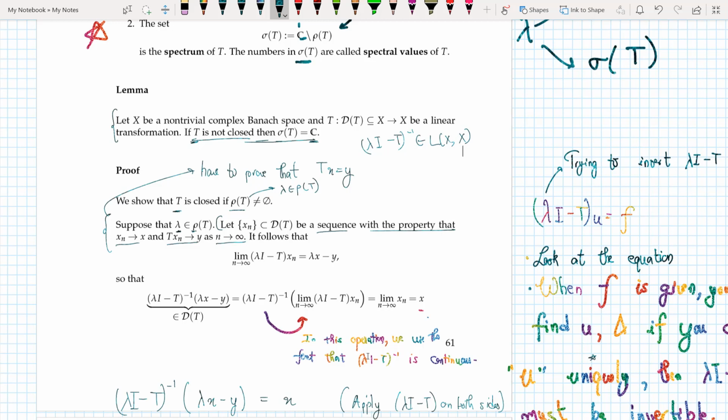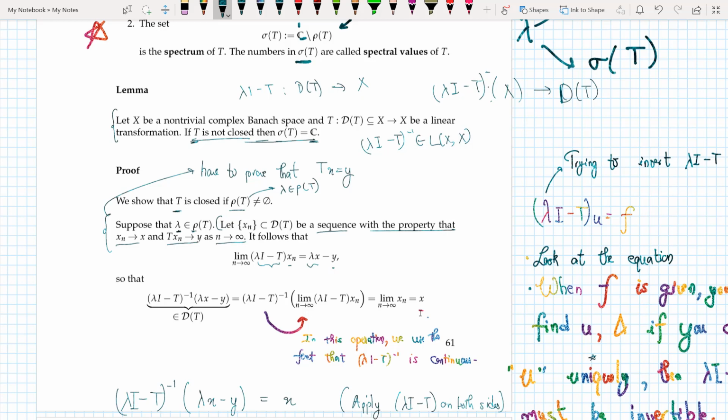Now when I take the limit, I know that T goes from D(T) to X, therefore lambda I minus T also goes from D(T) to X. So (lambda I minus T) inverse of something in X should be like, lambda I minus T inverse should go from X to D(T). Let's fix this. Now I take the limit of (lambda I minus T) x_n. I say that it is equal to lambda x minus y, because T x_n tends to y and x_n tends to x.